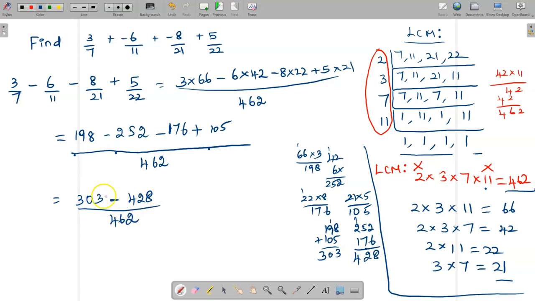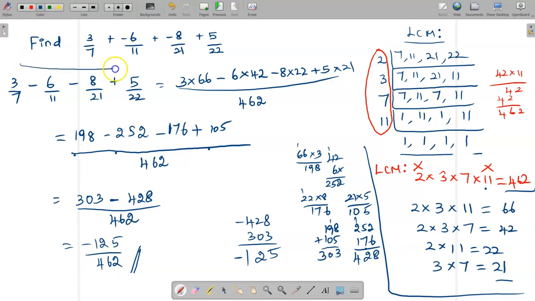So finally I need to find out this sum. Okay. So minus 428 and I have plus 303, subtract both the values. 8 minus 3 is 5, 2 minus 0 is 2, 4 minus 3 it is 1. So higher value is negative value, so put minus symbol. Okay, so the value is minus 125 divided by 462. So this is my final answer. So for this sum, the final answer is minus 125 divided by 462.